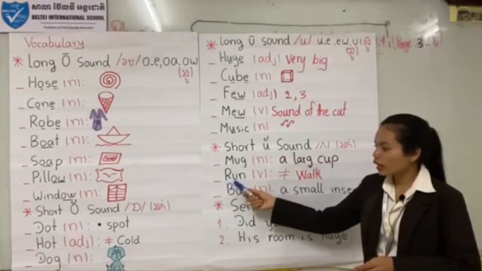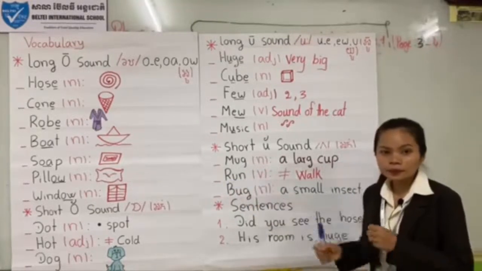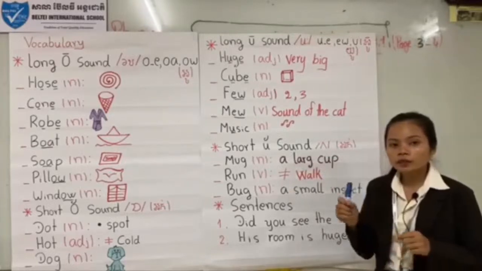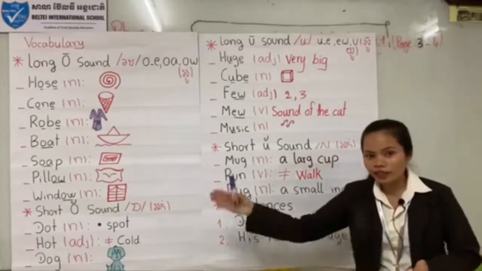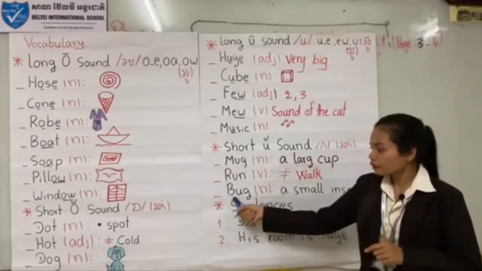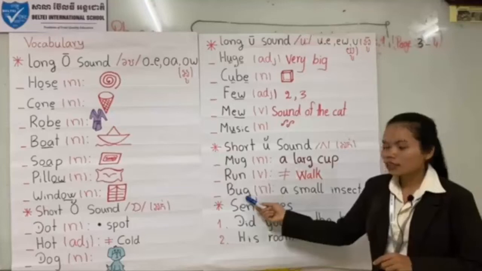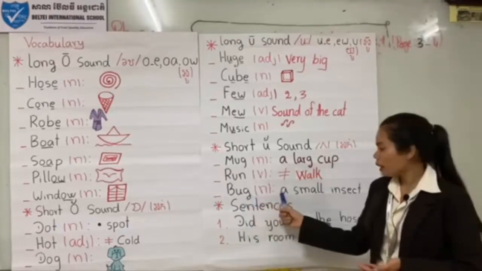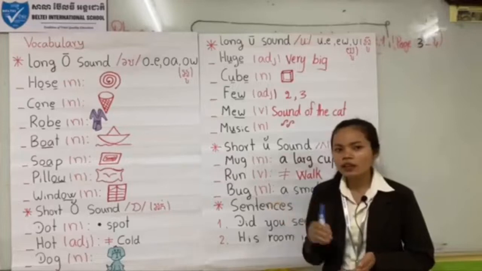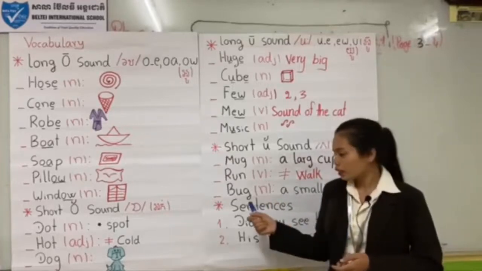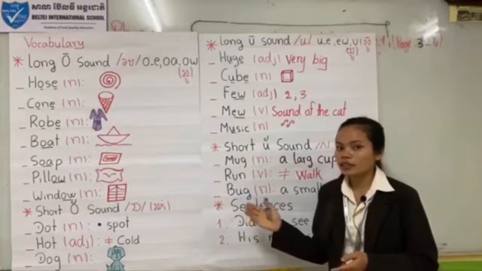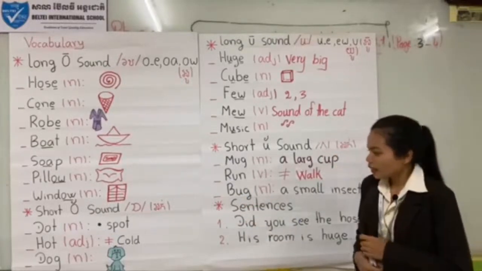Another example like running. Okay. Run can be the opposite of walk, because if you run, you make the action very fast, but you walk slowly. So it can be opposite. The last example like bug. A bug is a small insect. Usually you can see a yellow or red bug. When you plant vegetables, you will see a lot of this insect because they like to eat your vegetables.